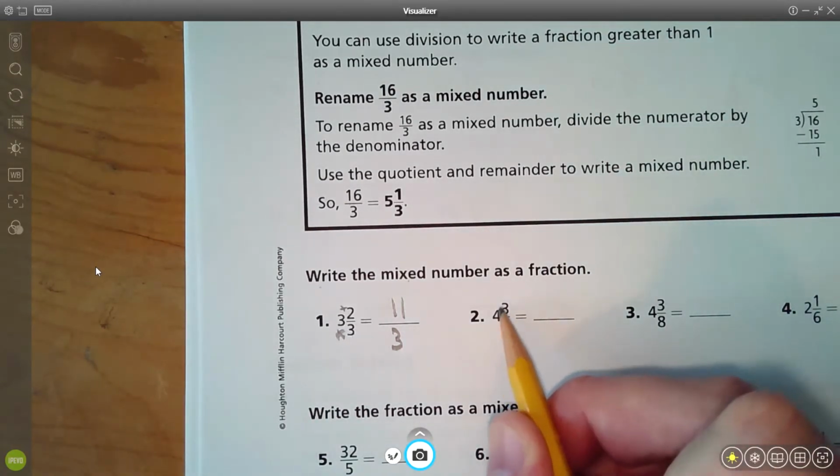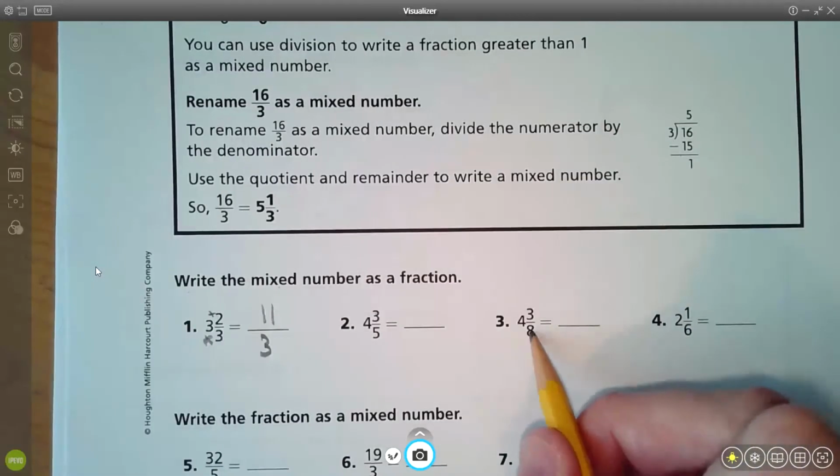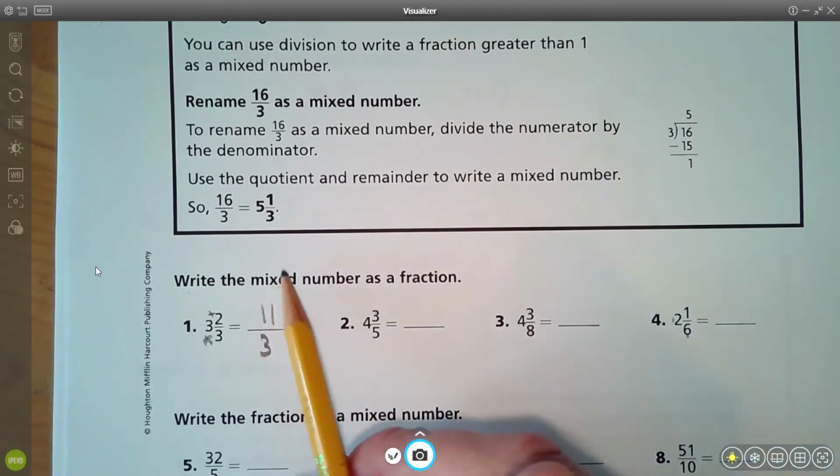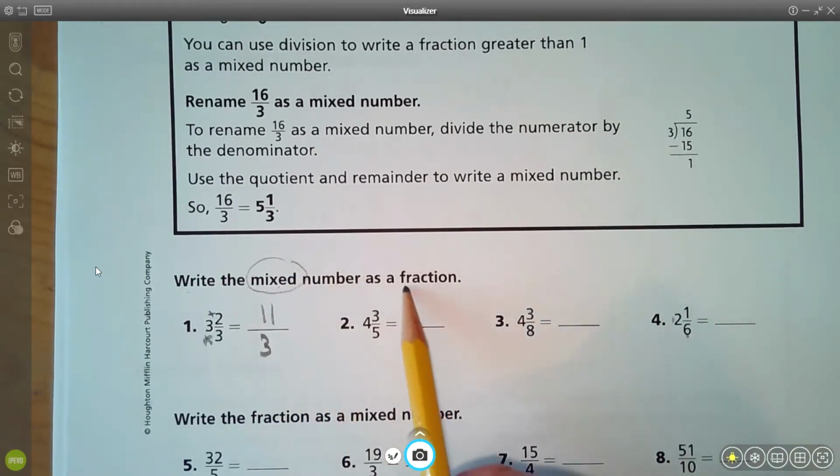5 times the 4 plus the 2. 8 times the 4 plus the 3. 6 times the 2 plus the 1. That's how you can take a mixed number and turn it into a fraction. They call it a fraction larger than 1. You also might hear improper fraction.